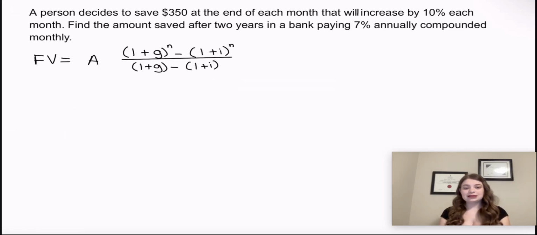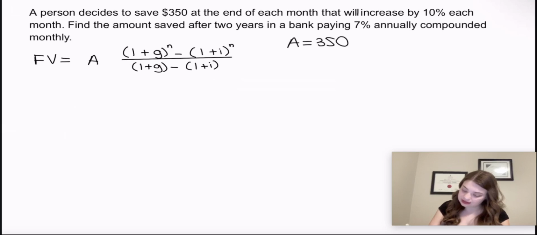And so they would like us to find the amount saved after 2 years in a bank that is paying 7% annual interest compounded monthly. All right, so what we need to first do is write down what is given. So, first, what is the annuity that is being set aside each month initially? That initial annuity is $350.